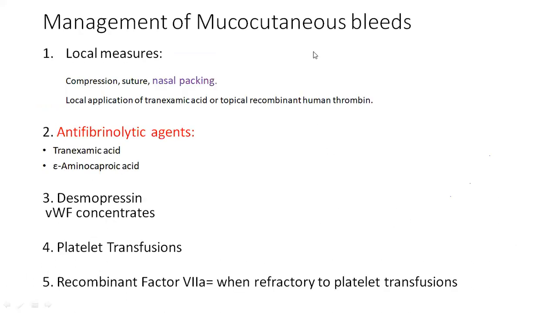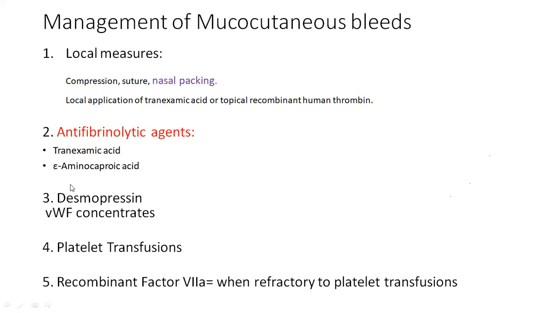Other measures you can do: don't forget about local measures. Simply pinching the nose, nasal packing. If you have a local injection site bleeding, compressing that is a very important measure. Apart from that, antifibrinolytics like tranexamic acid. Just keep giving platelet transfusions. Even without diagnosis, you can do platelet transfusions, even with a normal platelet count, because you can suspect functional disorders.